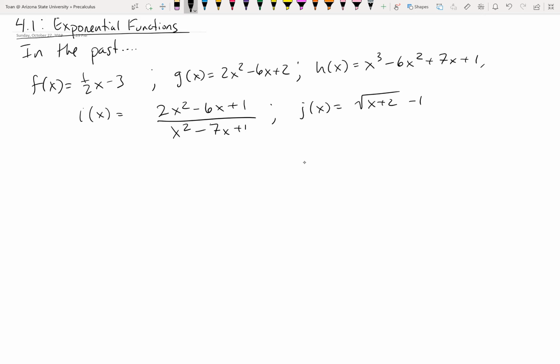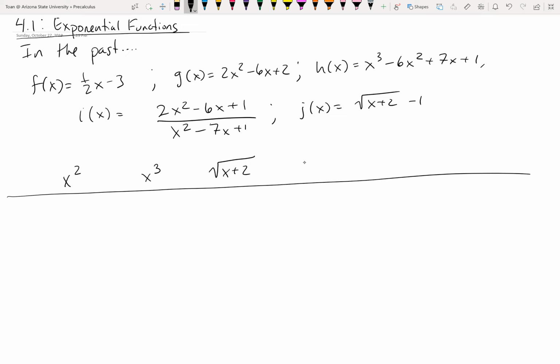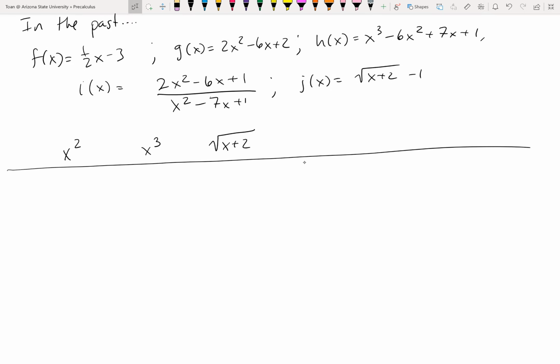Notice how in all of these examples, the independent variable, the x, was a base. For instance, x squared, the variable x is a base that has an exponent. x cubed, the variable is a base that has an exponent. Even in a radical function, the x is sort of on the ground level. It's an object that something is happening to. Now, what we're going to do today is look at functions that have a particular different structure.